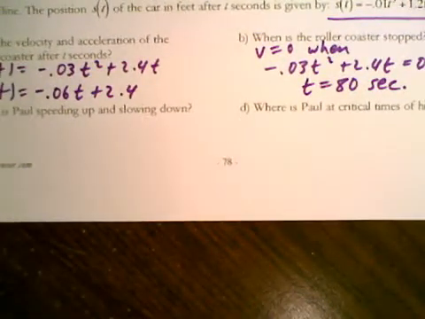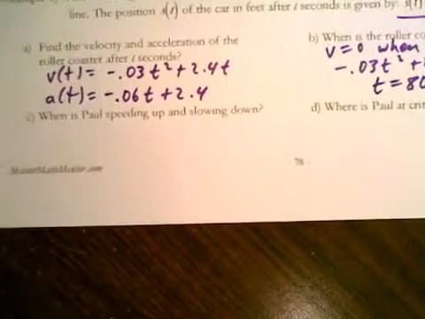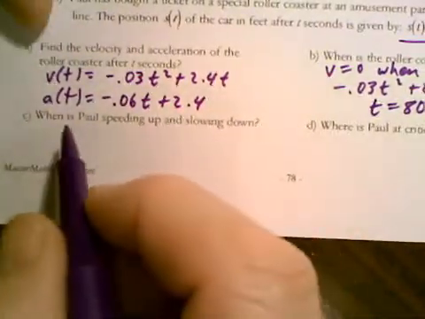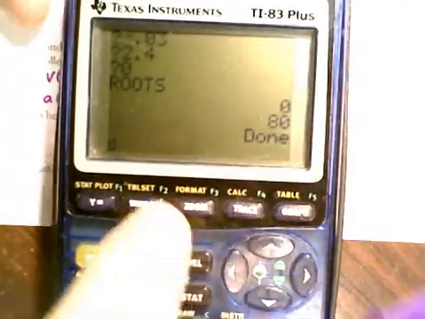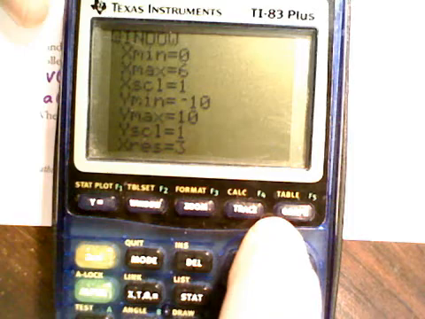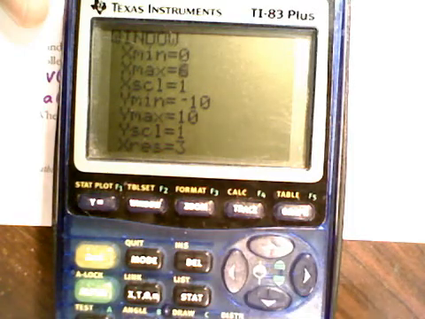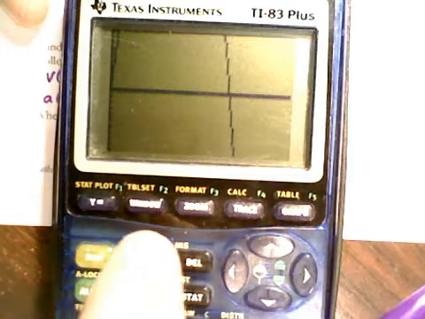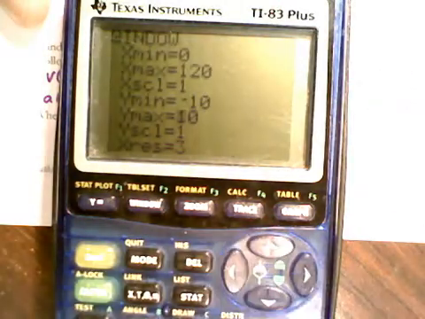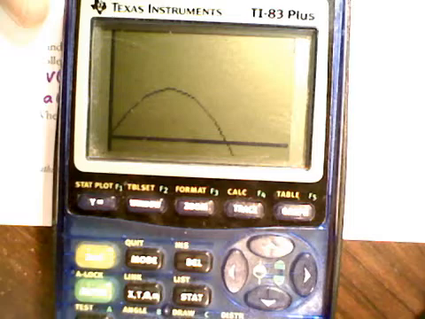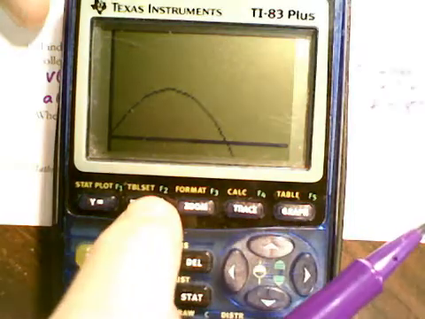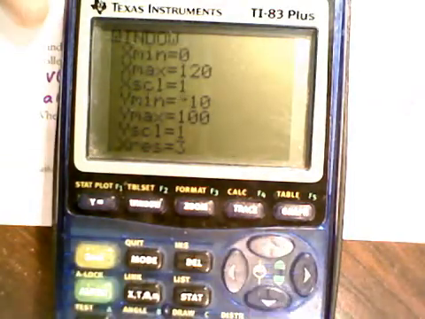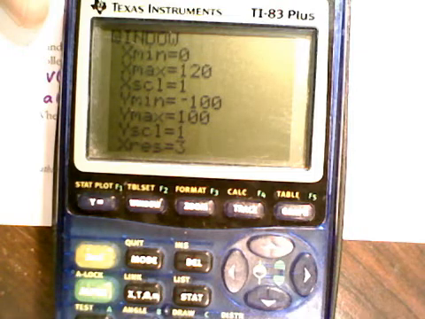And speeding up and slowing down. So the bottom line is, oh, that's a good question. When is it speeding up and slowing down? Well, I guess from this we can see that our window needs to be past x max of 80, so 120. So let's see what the graph looks like. We're going to need a higher y, so let's let that be 100. And then we're going to need a lower y. Let's let that be negative 100. Let's see what that does.